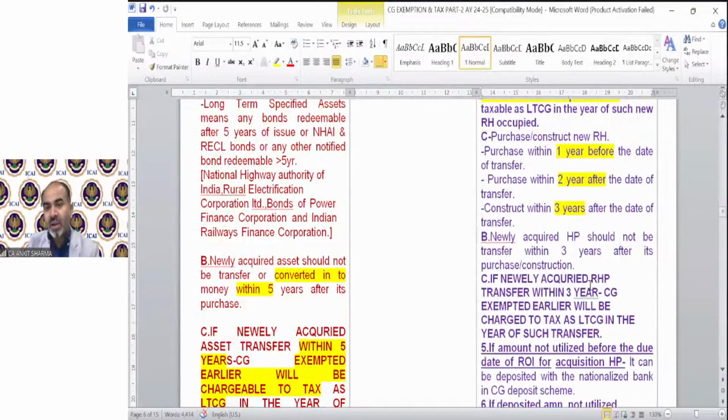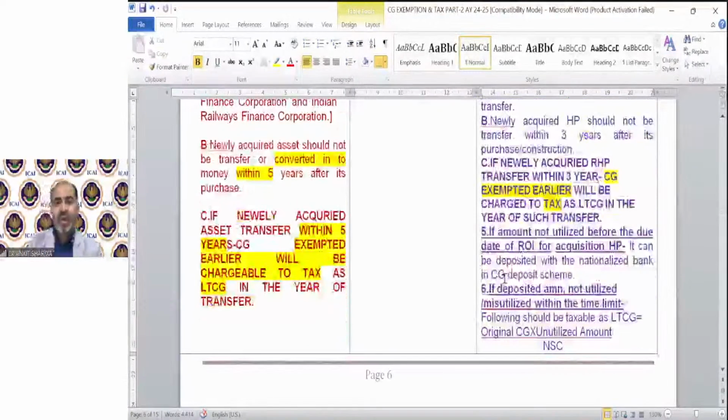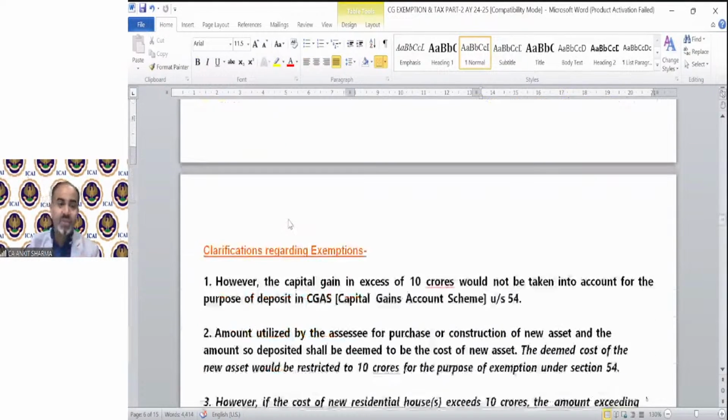If the newly acquired residential house property is transferred within 3 years, the capital gain exempted earlier will be charged to tax as a long-term capital gain in the year of transfer. If the amount is not utilized, same point number 5, then you have to invest it up to the due date of ROI in the Capital Gains Deposit Account Scheme, CGAS. And if there is a misutilized or unutilized amount, then with the help of the same formula, the proportionate value is going to be taxable. Okay, that was section 54F.